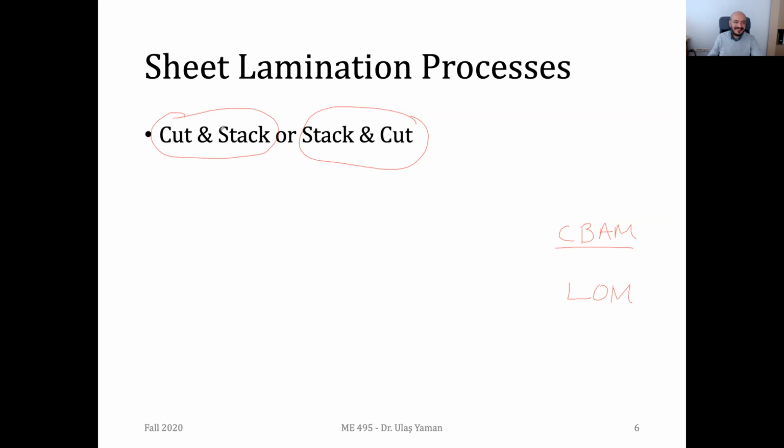No. Then the answer is actually revealed. In CBAM, if you remember, they had sheets of carbon fiber, right? They were doing some operations on them, and then stacking them together. But forget about the post-processing. Just consider up to the stacking operation. We can say that this is cut and stack, but obviously in laminated object manufacturing, we are stacking these papers on top of each other first, and then doing the cutting operation.